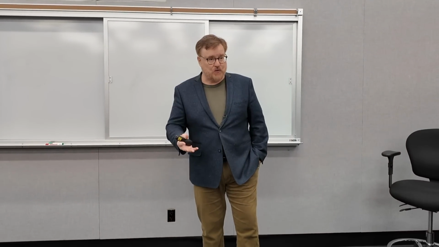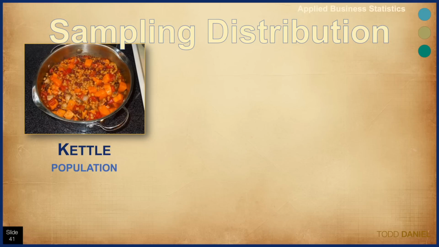So let's say that you're cooking stew. The stew represents the population. Everything in that kettle, that is the population. That is everything that you want to know about. And what you want to know is, are the potatoes properly cooked? Is it seasoned the way that I want it to be? Does the barley need more time? You want to know about that overall population.